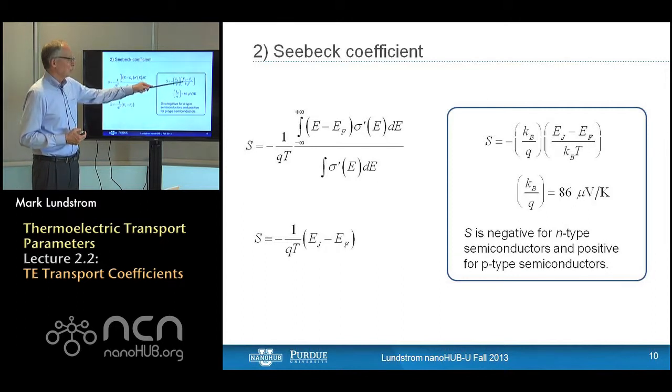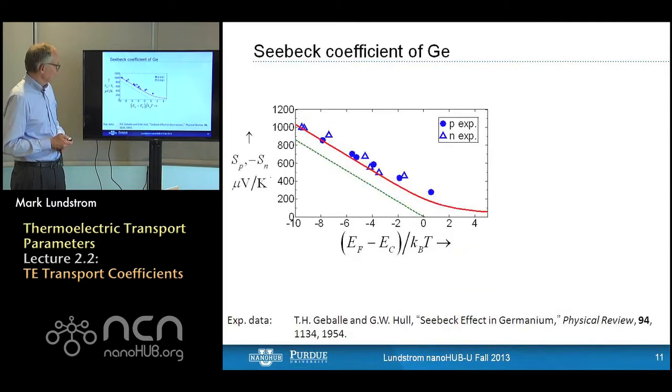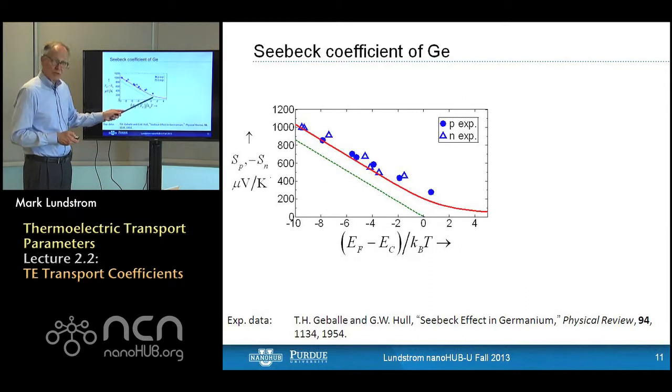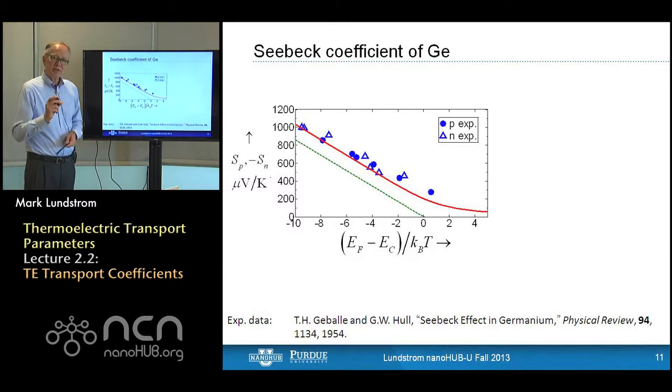And then depending on where the Fermi level is, which depends on the doping of the semiconductor, I can deduce what the magnitude of the Seebeck coefficient is. Here's some measured data, for N and P-type germanium. You can see the magnitude of the measured Seebeck coefficient. 0 means that the Fermi level is located either at the bottom of the conduction band or at the top of the valence band.